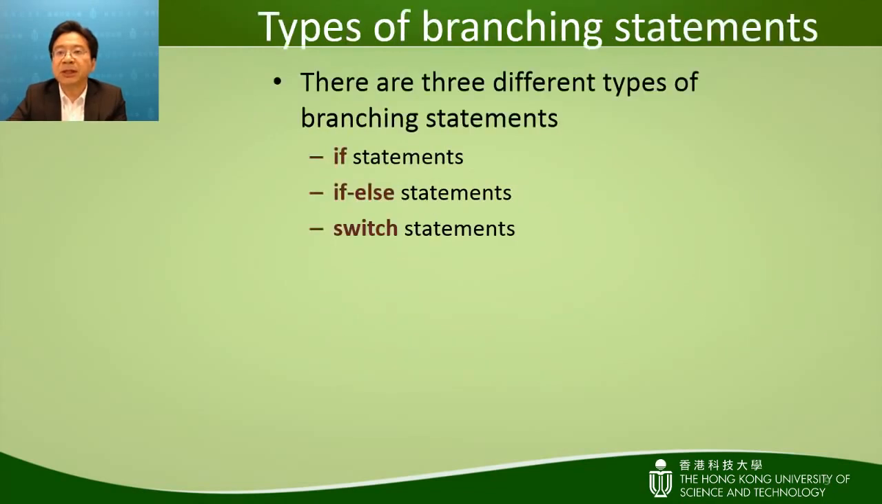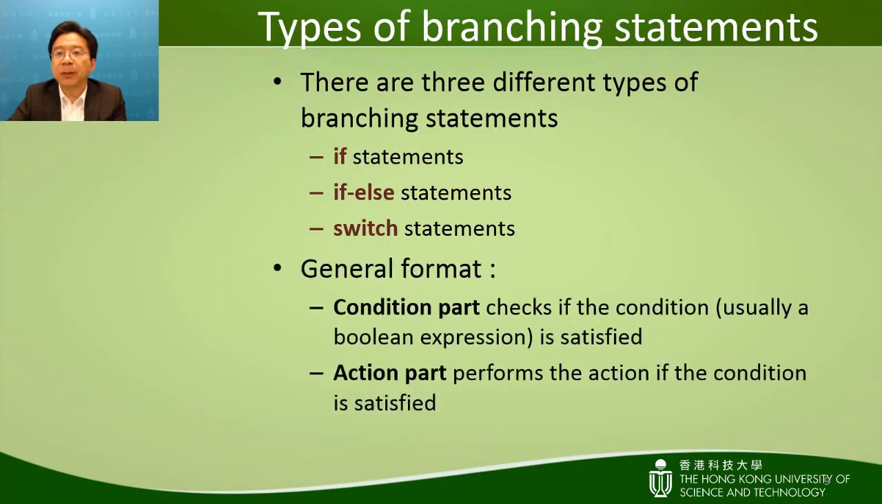We will discuss 3 different types of branching statements, namely the if statement, if-else statement, and switch statement. In general, all these statements consist of 2 main parts. The first is the condition part that checks if the condition, usually represented by a Boolean expression, is satisfied. The second is the action part, which performs the appropriate action when the condition is satisfied.